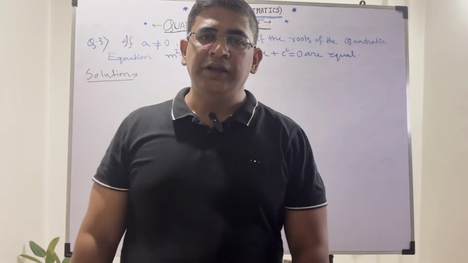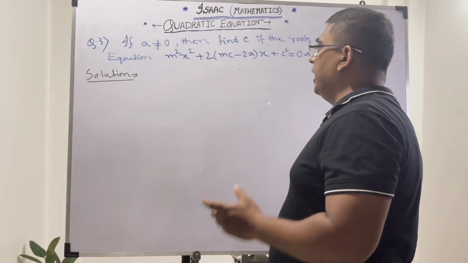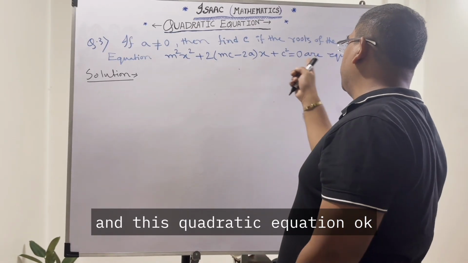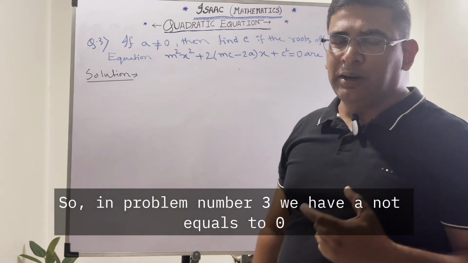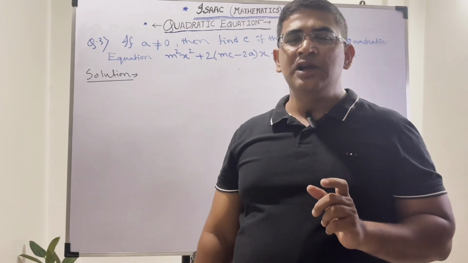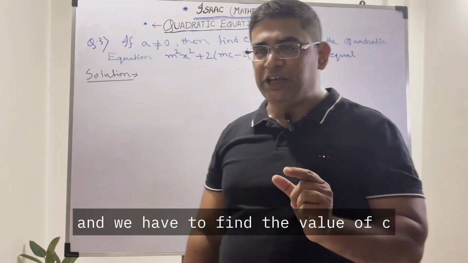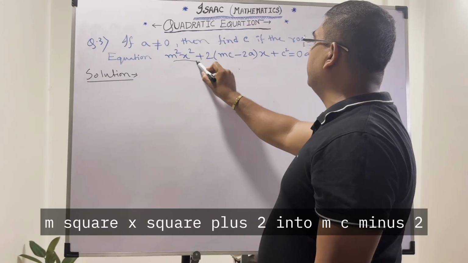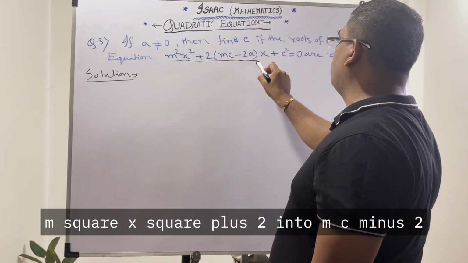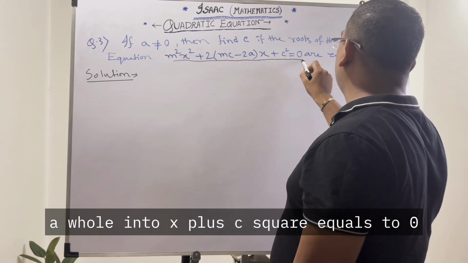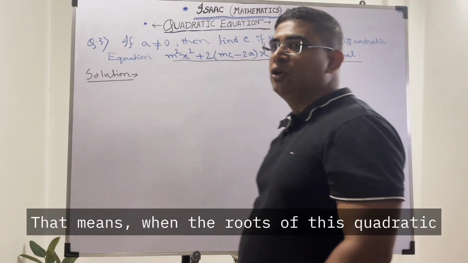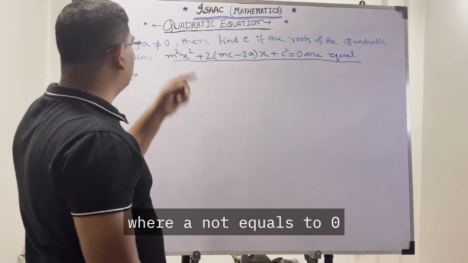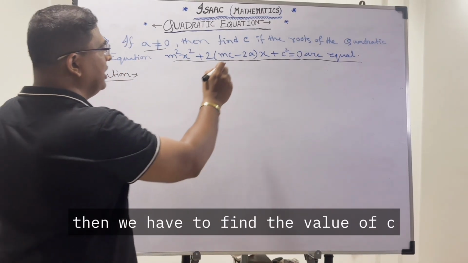In problem number 3, we have a not equals to 0 and this quadratic equation. We have to find the value of c when the roots of this quadratic equation m square x square plus 2 into (mc minus 2a) into x plus c square equals to 0 are equal. That means when the roots of this quadratic equation are equal, where a not equals to 0, then we have to find the value of c.